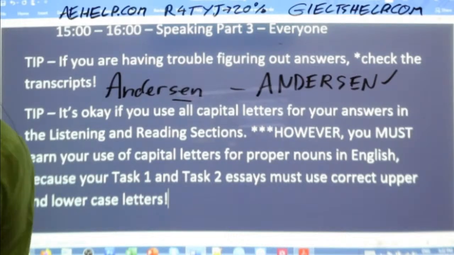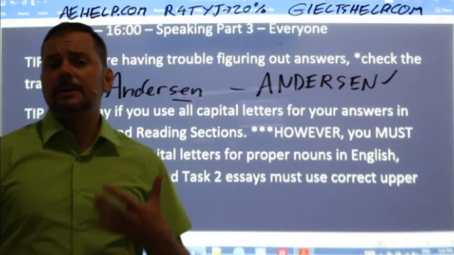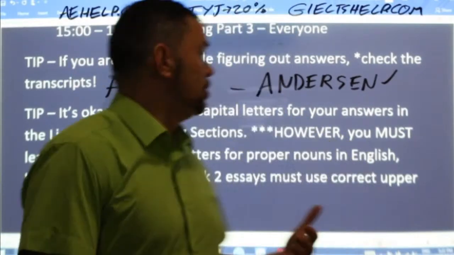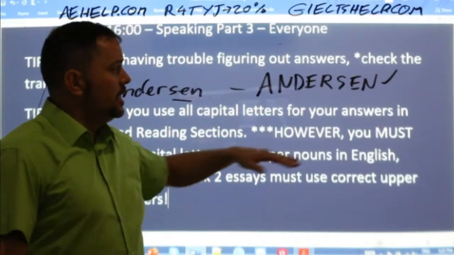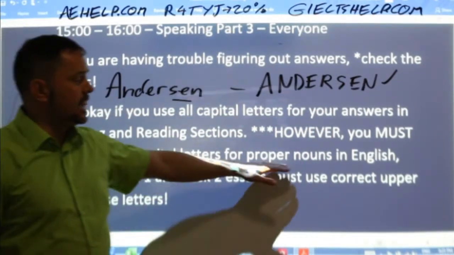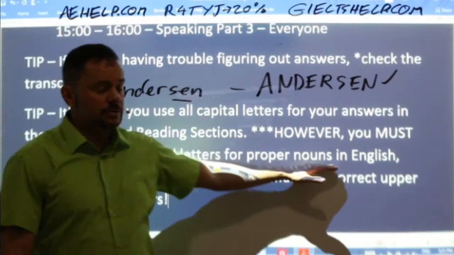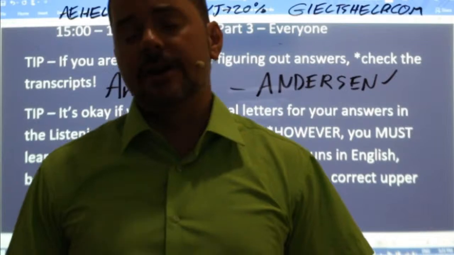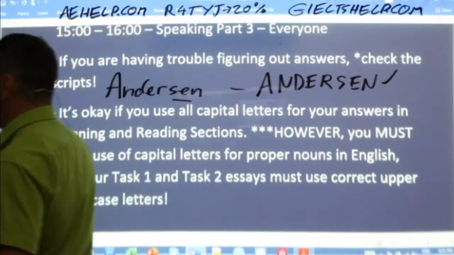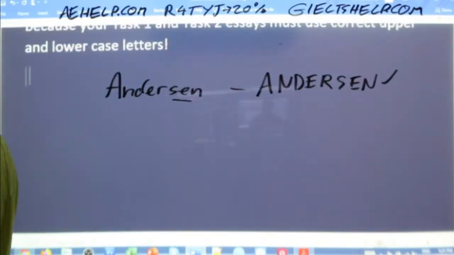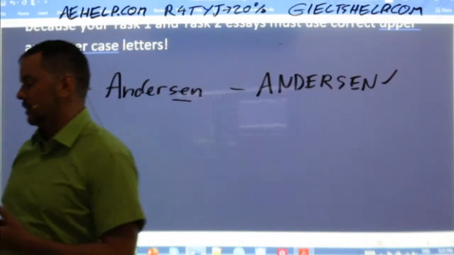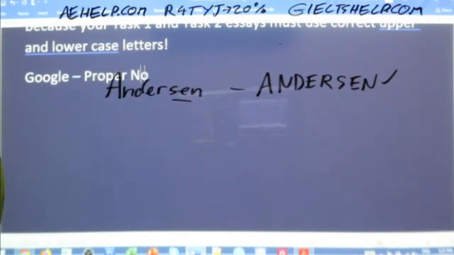Okay, so even if you're able to be a little bit tricky and save a couple marks in the listening and reading because you're using all capital letters, if you're not using proper nouns, okay, the key word here is proper nouns, correctly in your task one and task two, you're going to lose marks there. Okay, so definitely learn proper nouns, and you can Google it. It's not that difficult, students. I mean, if you have a good intermediate level of English, learning proper nouns is not the end of the world, okay? So Google proper nouns in English.